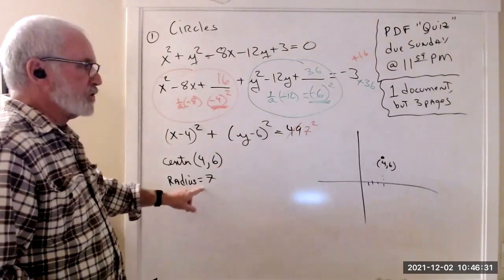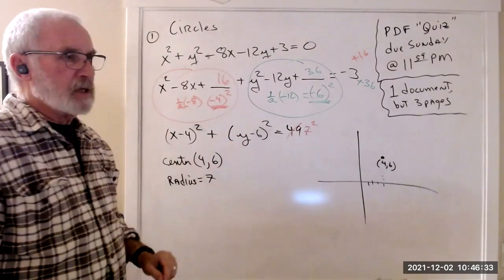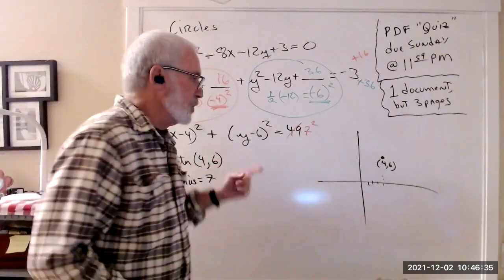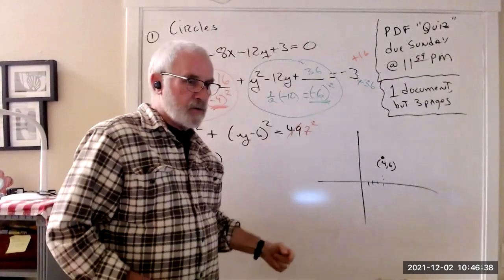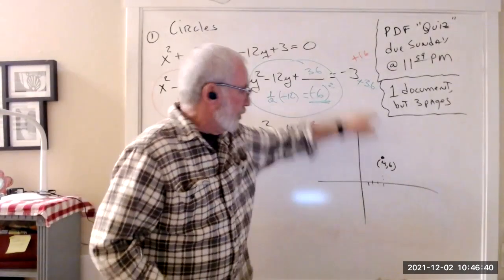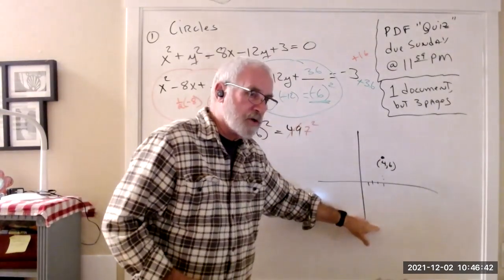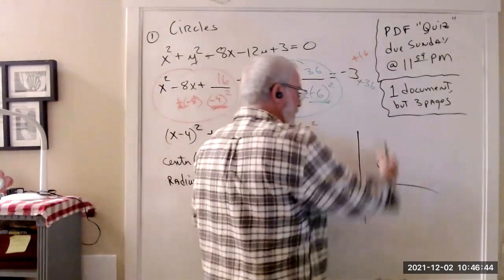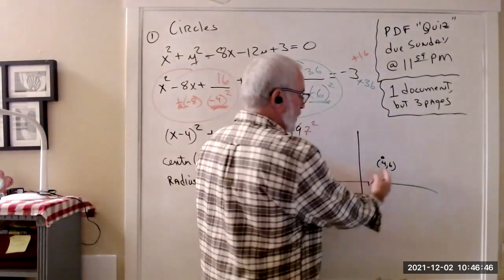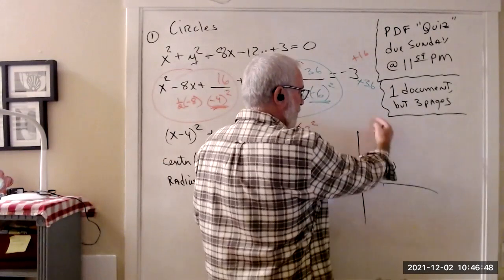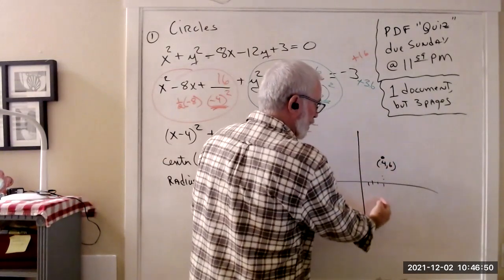Now, the radius is 7, and I mentioned something like news. News was up and down from the center, north and south from the center. When you go up and down, the x value is staying the same. It's the y value that's changing.